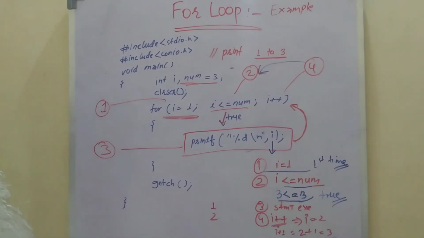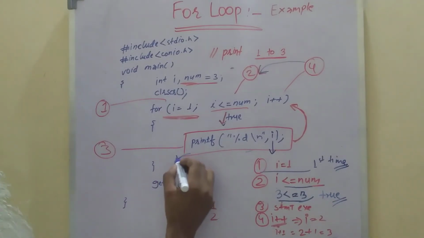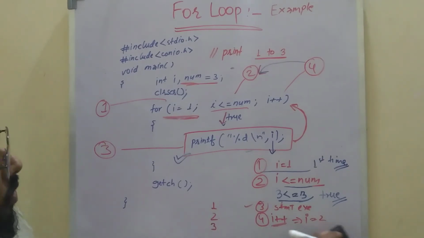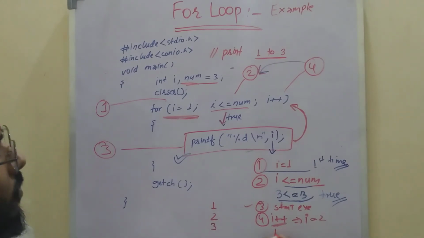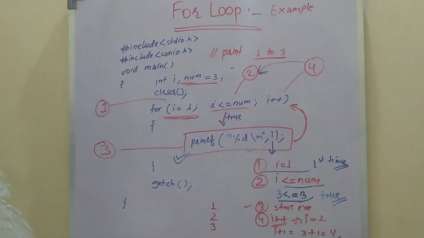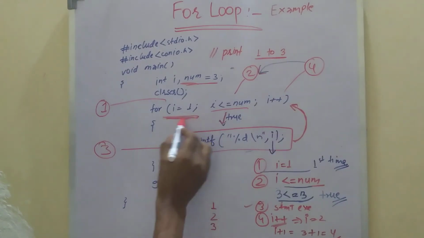Since the condition is true, it will again execute the statement. In the statement I am printing the i value. Currently the i value is 3, so it is going to print 3. After the execution, the third step is completed. Now it will increase the value again: 3 plus 1, so the i value is now 4. Again it will not initialize, it will go to the second step.